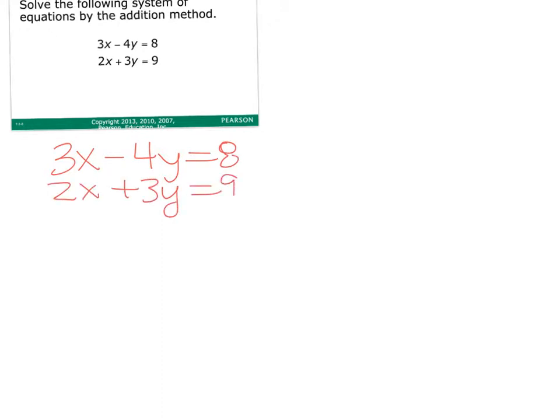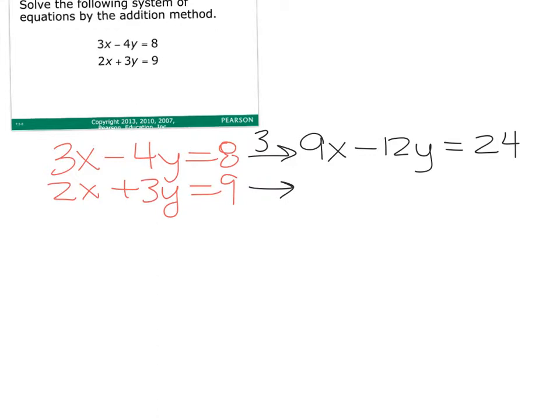Okay, I'm actually going to opt in this problem to get my y's to be opposites because they already have opposite signs. 4 and 3 both go nicely into 12, so I just have to figure out what to multiply by to make them turn into a 12. If I take the 4 and multiply by a 3, I will get a 12. When you do that, you have to multiply the whole equation. So you have to do 3x times 3, negative 4y times 3, and 8 times 3.